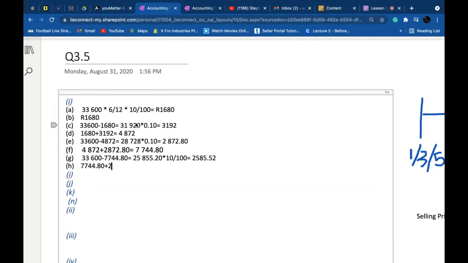Then H is obviously just adding all the depreciation that we've had thus far, plus the 2,585.52, which then gives us 10,330.32. Awesome. Okay, cool. We still have some time, so that's cool.